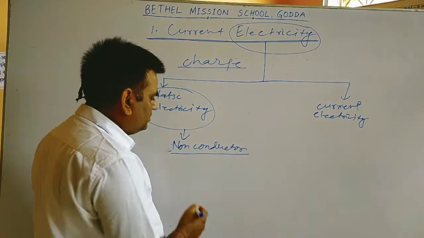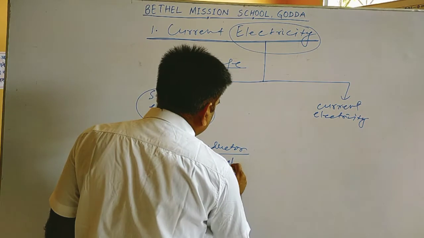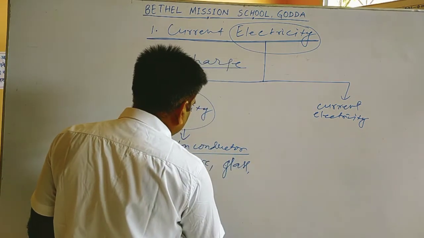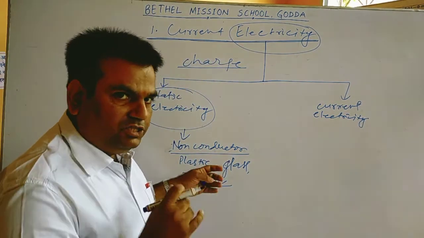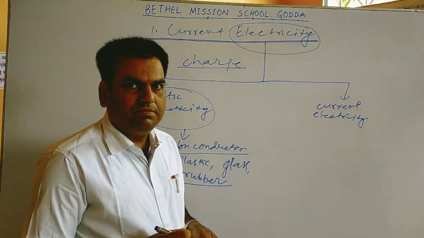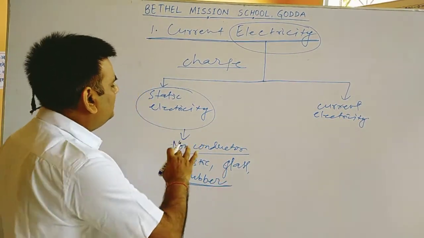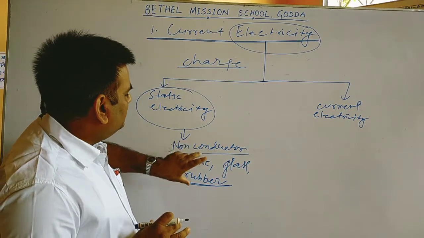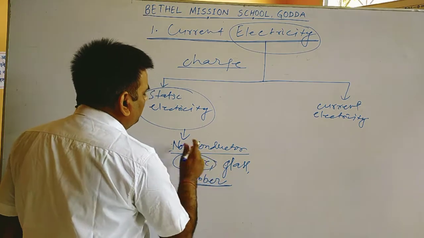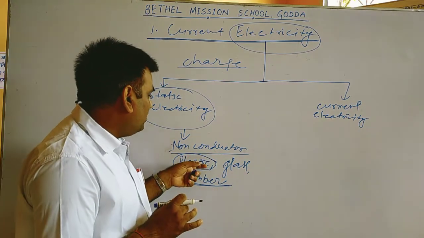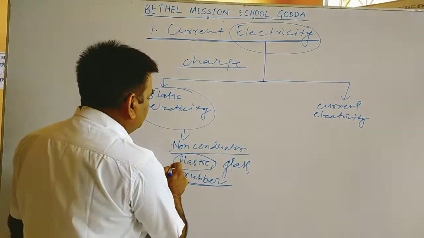Non-conductors, for example, plastic, glass, rubber. These kinds of insulators don't carry electricity. It means the electricity remains in this material and cannot flow. The charge will develop on these insulators, but the charge will not flow from one place to another.